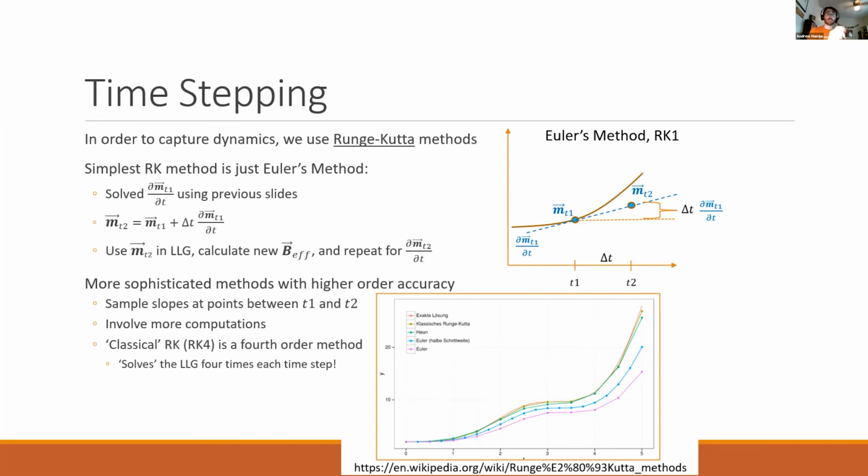One way to do this is called Runge-Kutta methods. The simplest Runge-Kutta method is just Euler's method, but generally they use higher order methods like a Runge-Kutta 4 method, which is what MuMax actually uses.